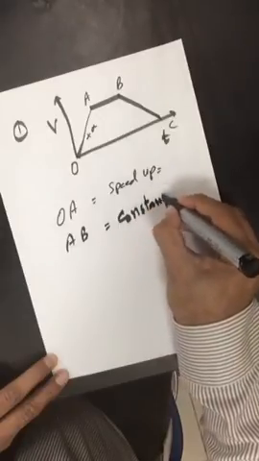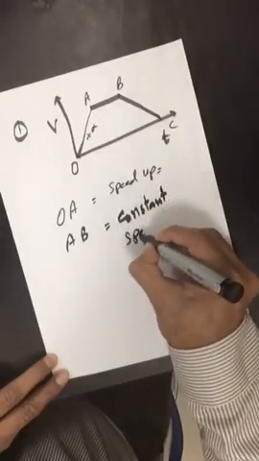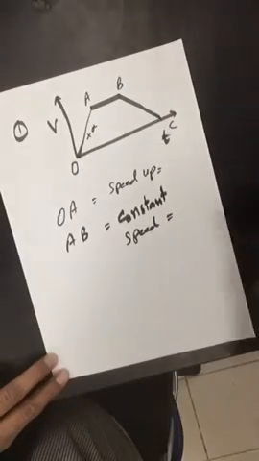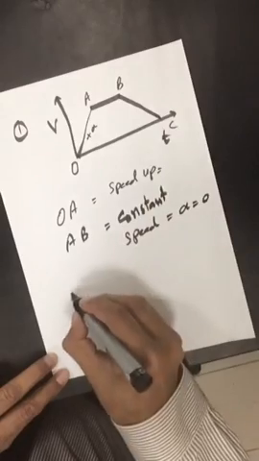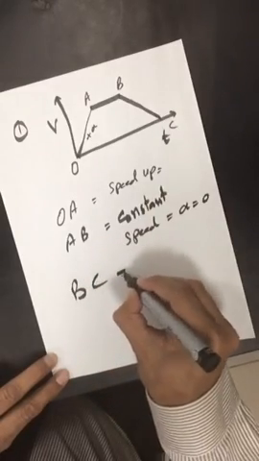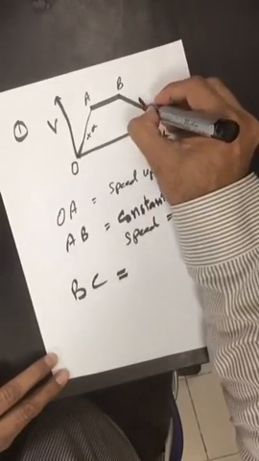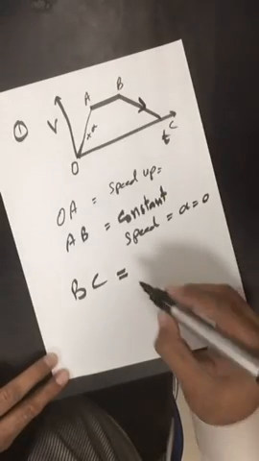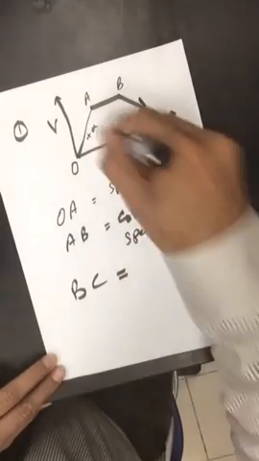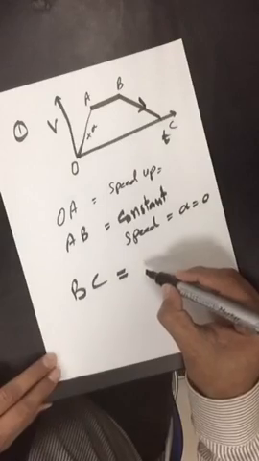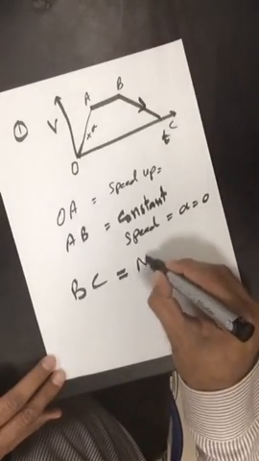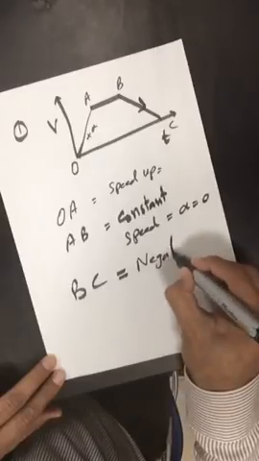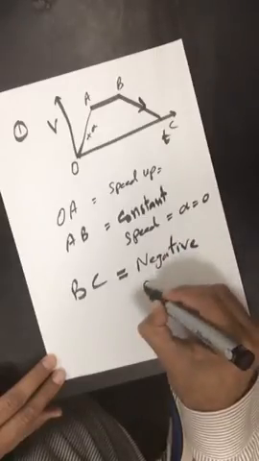Suppose the object is moving on a straight line. So it means straight line, constant speed, what will be the acceleration? 0. From B to C, its line is going down, it's very much clear. From B to C, velocity is decreasing. So velocity decreasing means negative acceleration. Here from B to C we will say negative acceleration.